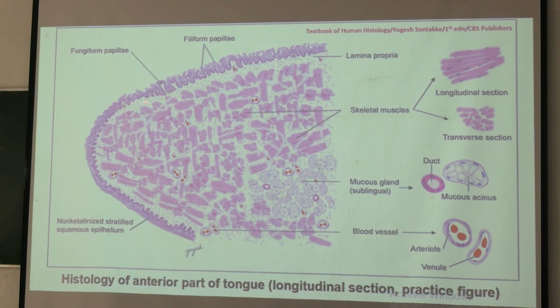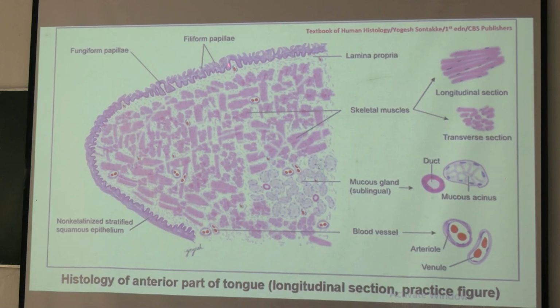So this is the epithelium. This is the ventral surface, this is the dorsal surface and this is the ventral surface. On the dorsal surface, these projecting parts are the papilla. Some are filiform, some are fungiform papilla. And circumvallate papilla are lying just in front of the sulcus terminalis.